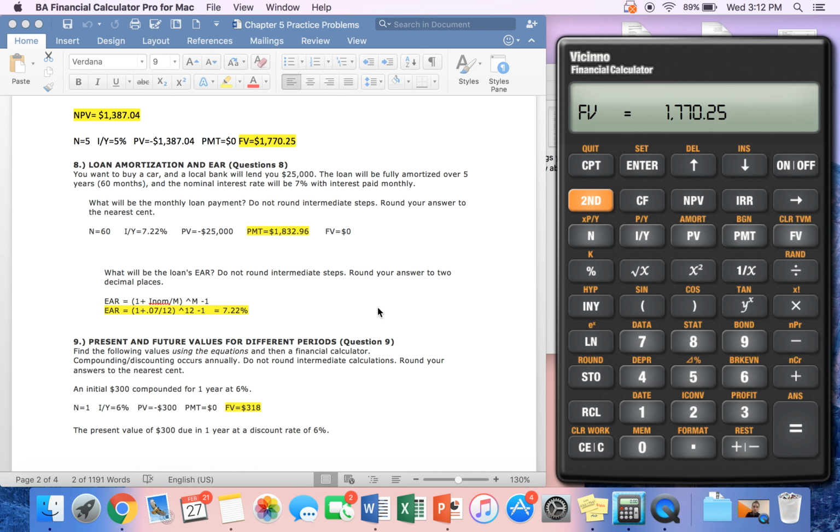If it was quarterly, it would be 4. If it was semi-annual, it would be 2. So we're going to plug that in there, and we get an effective annual rate of 7.22%. And that is the rate that we're going to use to plug back into this question.